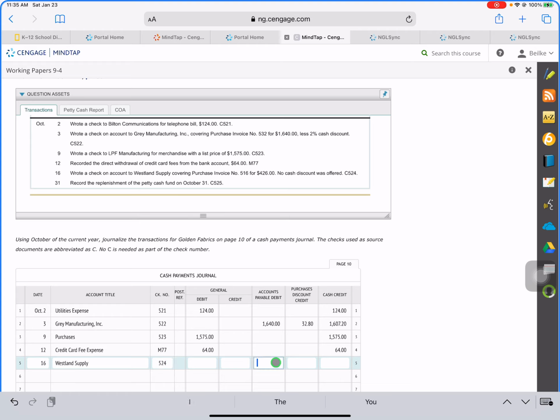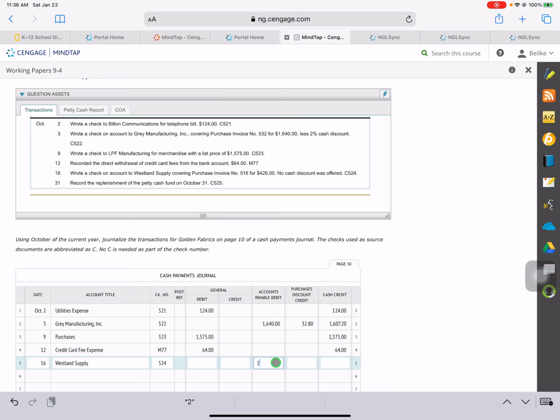Our accounts payable is going down because we wrote out a check to pay for it. So we're going to debit our accounts payable for $426. And we are paying cash.